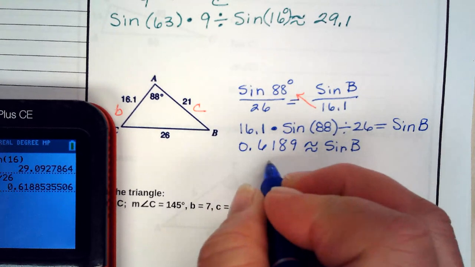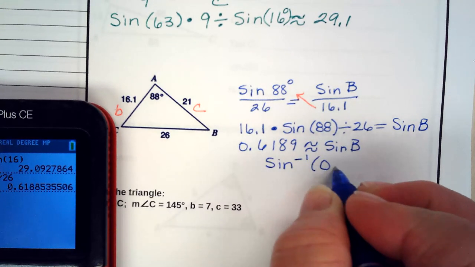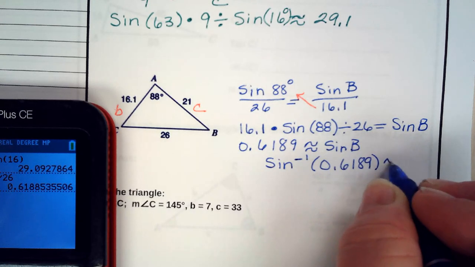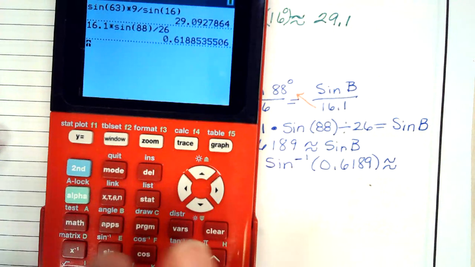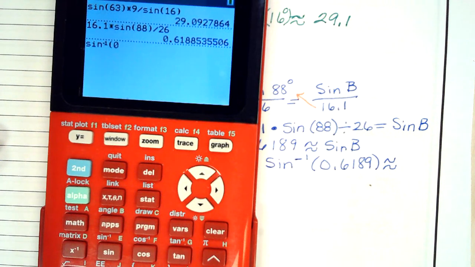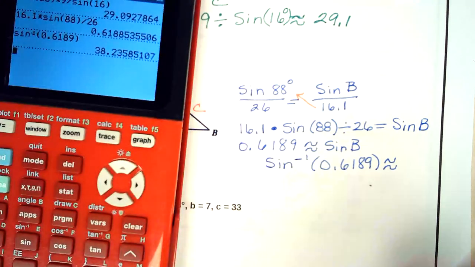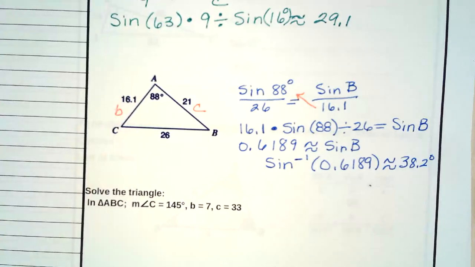So I'm going to use the sine inverse of 0.6189, and that will give me another approximation. So second sine, 0.6189, close it off. It's approximately 38.2 degrees.